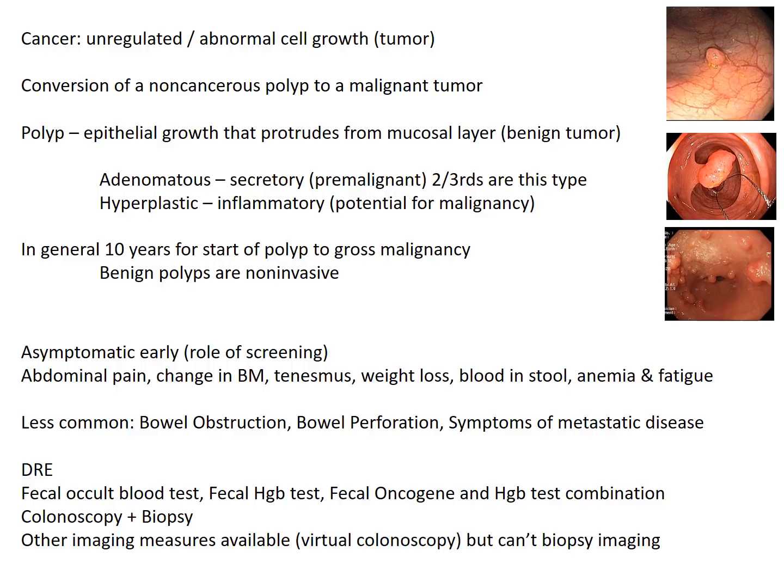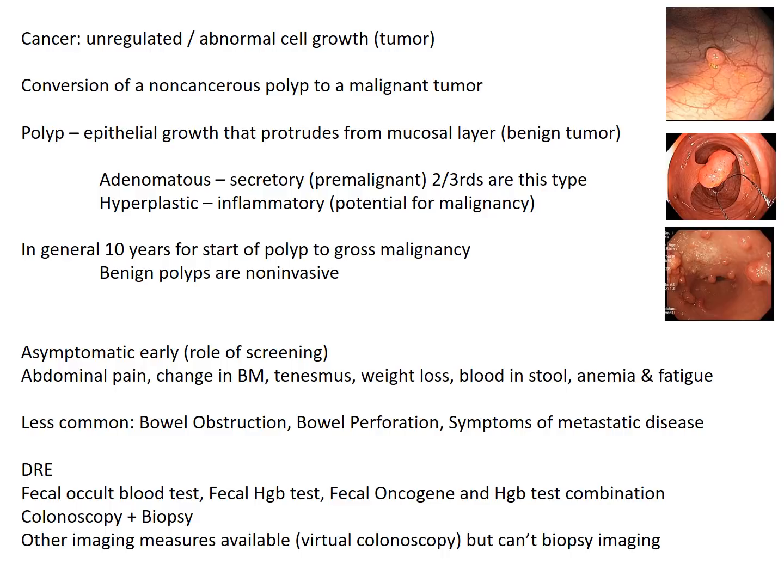So cancer is unregulated abnormal growth of abnormal cells. Usually colon cancer begins as a benign, non-cancerous polyp, which becomes a malignant tumor. A polyp is an epithelial growth that protrudes from the mucosal layer. Again, usually starts benign, and then over time, that polyp can transform from one of being a benign epithelial polyp to one of gross malignancy.